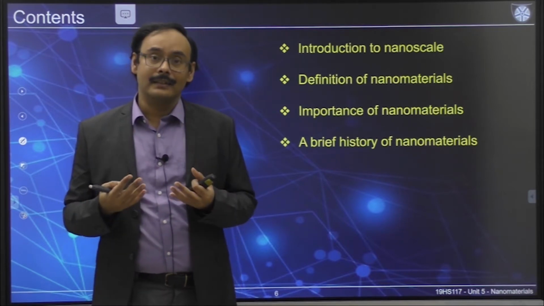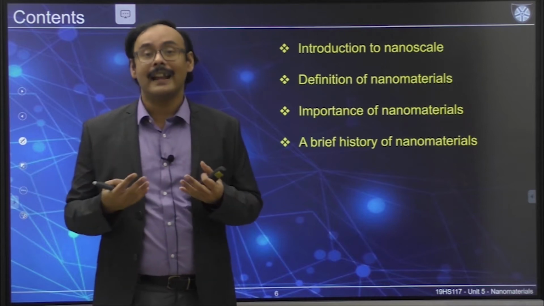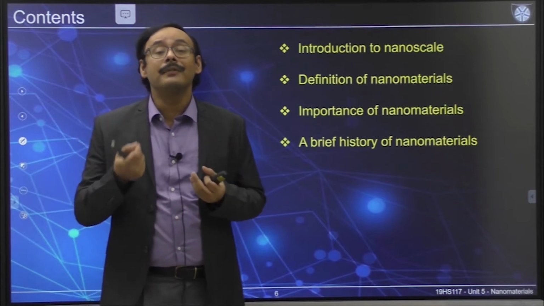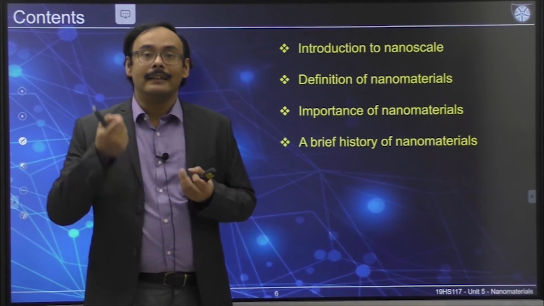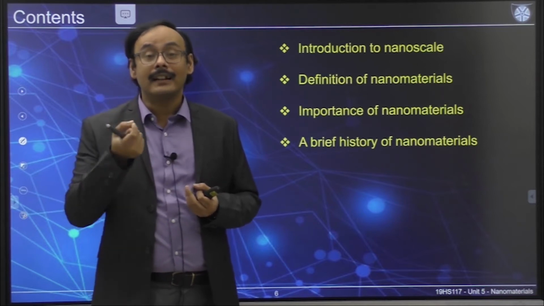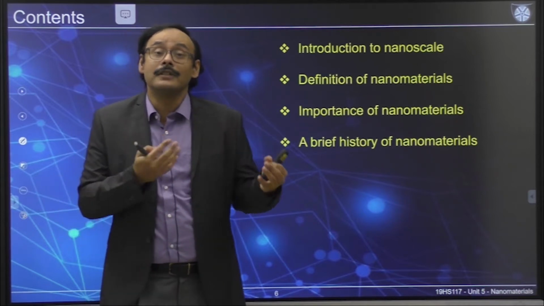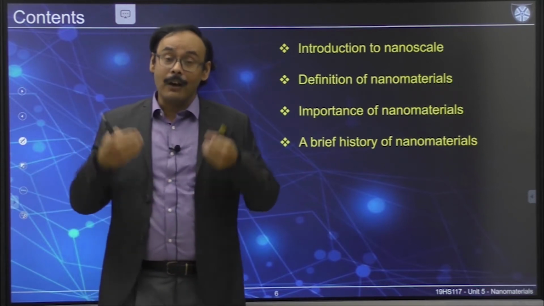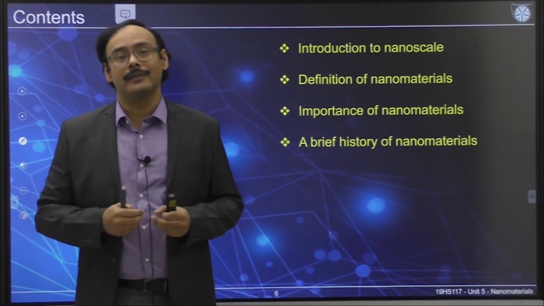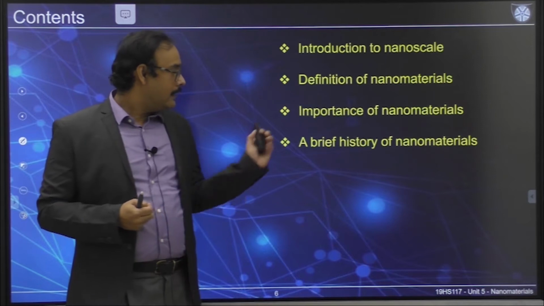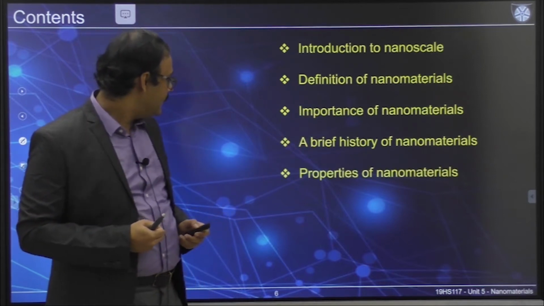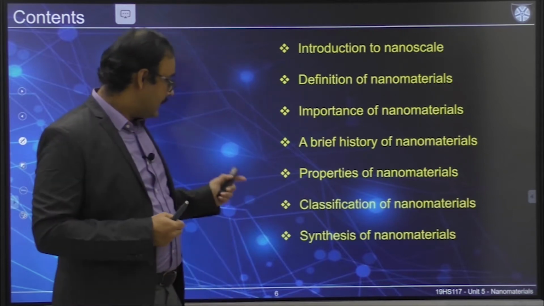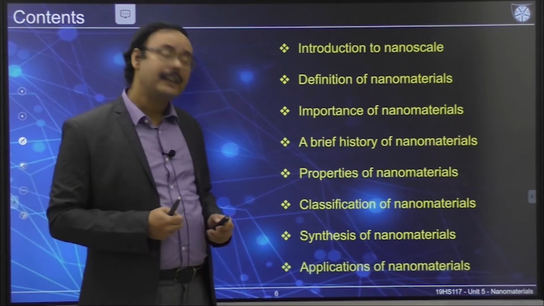Probably one of the first times people used nanomaterial was when they invented fire. If you burn a particular wood, the soot that it makes contains nanomaterial. It's just that at that time we didn't know we had synthesized nanomaterial. It's only now that we are starting to realize the potential of nanomaterial. So we are going to go through a brief history of nanomaterial. Then, as I said, the properties, classification of nanomaterials, synthesis of nanomaterials, and finally the applications of nanomaterial.